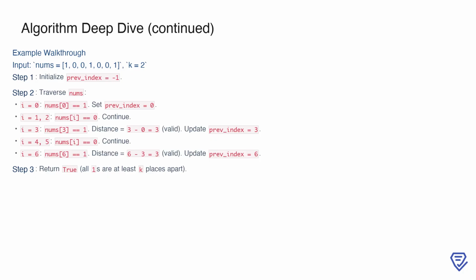The distance between indices 3 and 0 is 3, which satisfies the condition. We then update prev_index to 3. After skipping the next two 0's, we find another one at index 6. The distance between indices 6 and 3 is also 3, which is valid. Since the traversal completes without any violations, we return true, indicating that all 1's are at least k places apart. This example demonstrates how the optimized approach efficiently checks the condition in a single pass, using minimal space and computation.